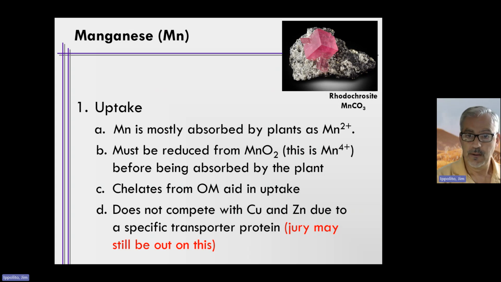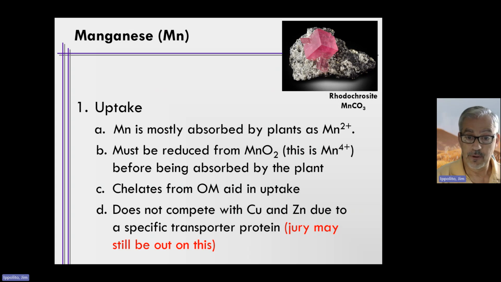And so when manganese is found in soils, it might be manganese oxide, and it needs to be reduced before being absorbed by the plant as manganese plus 2. Okay, so keep in mind that manganese plus 2 is absorbed by plants.